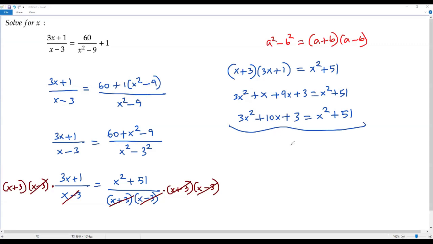Now let's write this quadratic equation in standard form. Standard form means we have to get all the terms on the left side of the equation. On the right side, we must have 0. But here we have x squared + 51 on the right side. So to make the right side 0, I have to get rid of this positive x squared and positive 51.